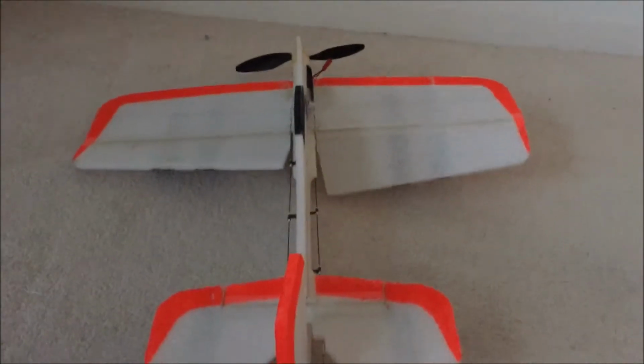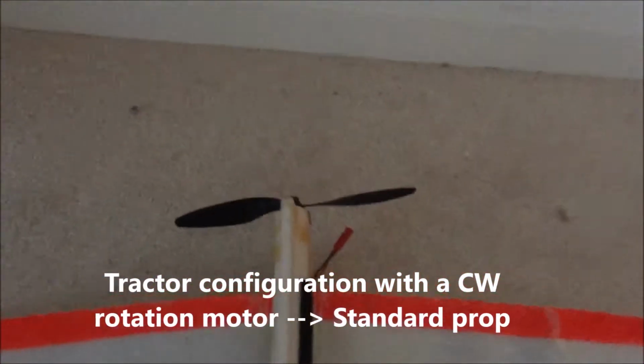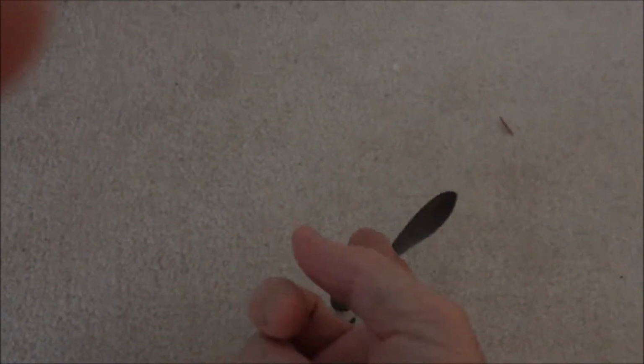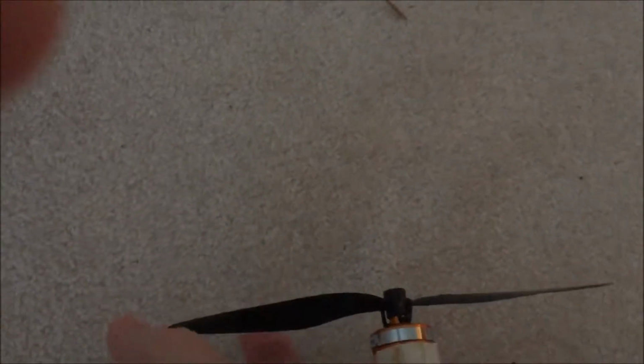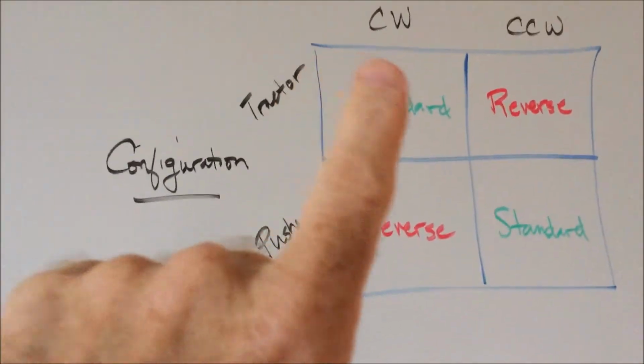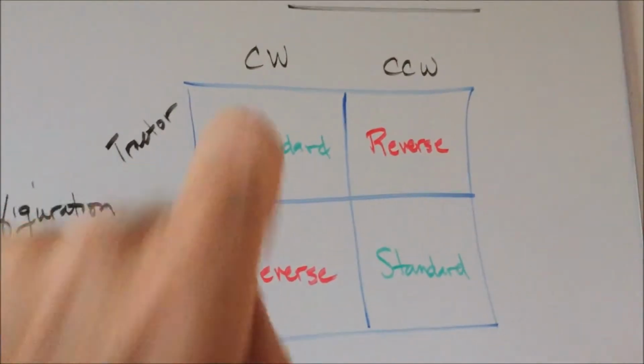This is an example of an RC plane with a tractor configuration and a clockwise rotating motor, which means that the prop has to be a standard or clockwise prop. So as you can see, this prop rotates clockwise to push the air toward the back of the airplane to develop thrust. That means that in this prop matrix, our configuration is a tractor and our motor rotates in a clockwise direction, so we need a standard clockwise prop.